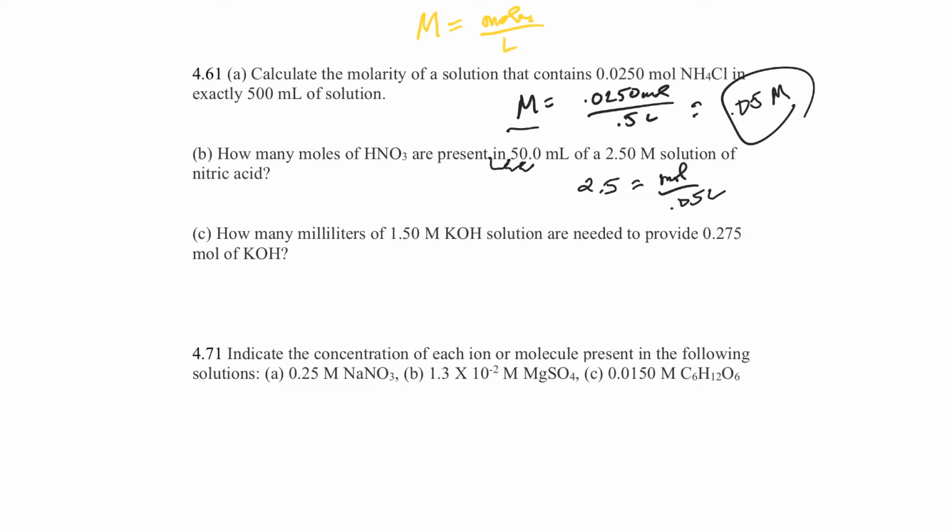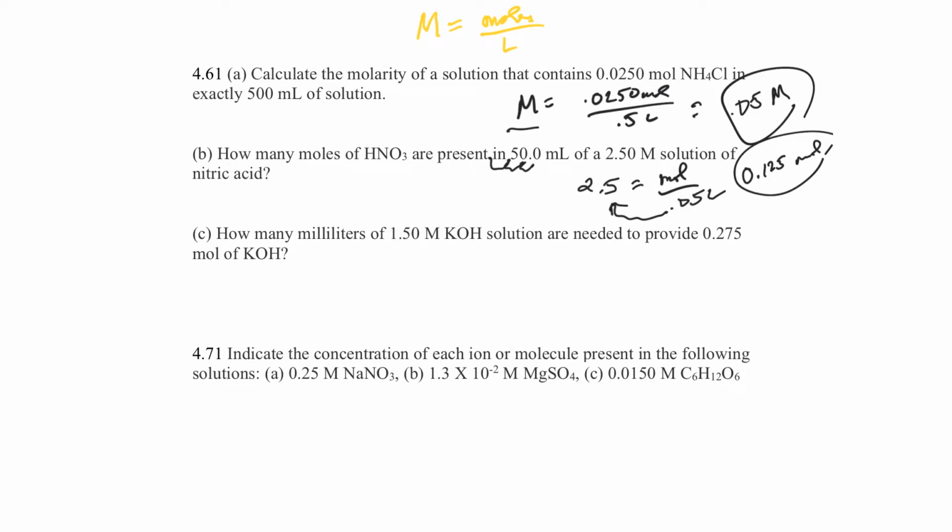Okay, so this is going to be, I want to solve for moles, so I'm going to multiply by liters to get moles by itself. So I'm going to have 2.5 times 0.05, and I have 0.125 moles. You see, you're just solving for what they asked for.